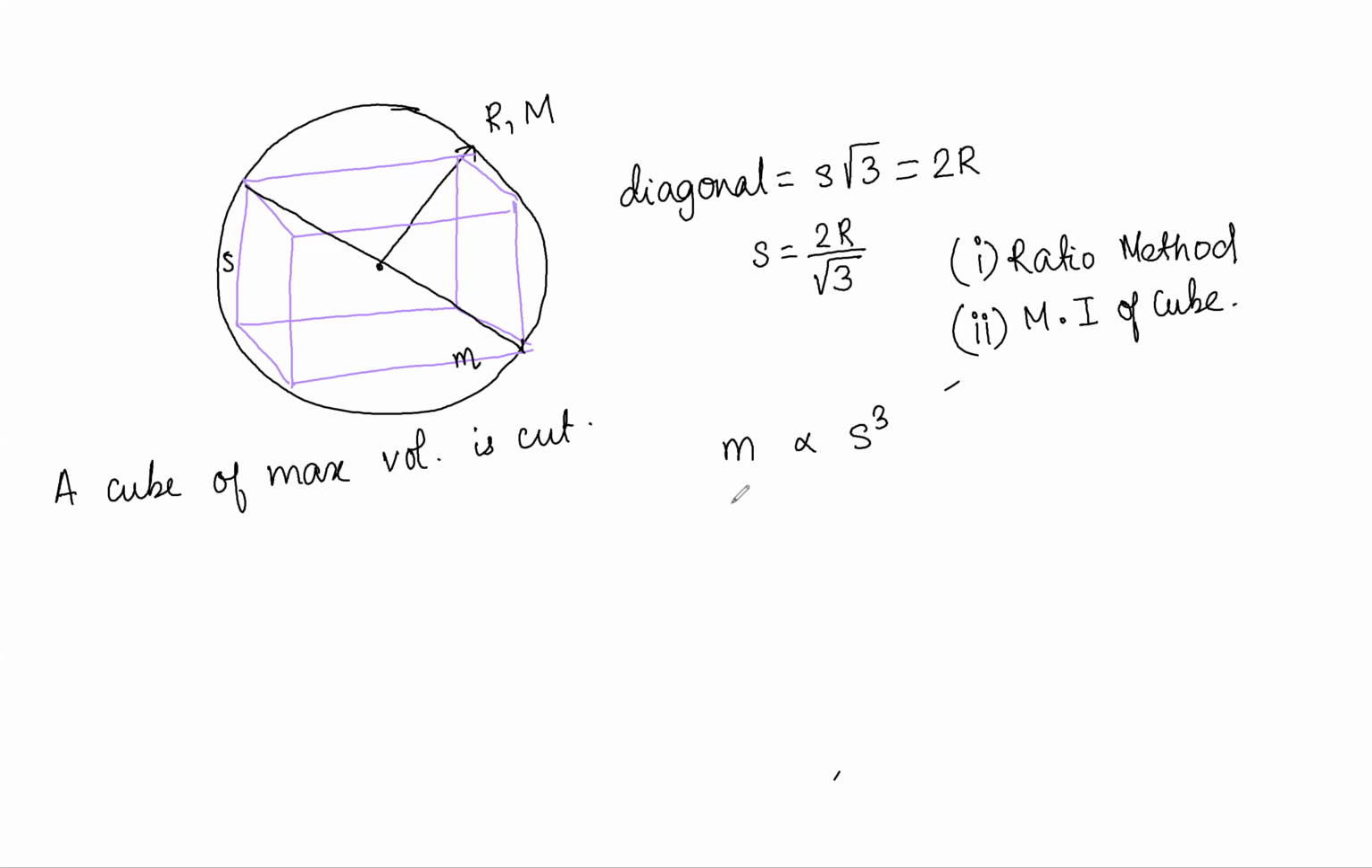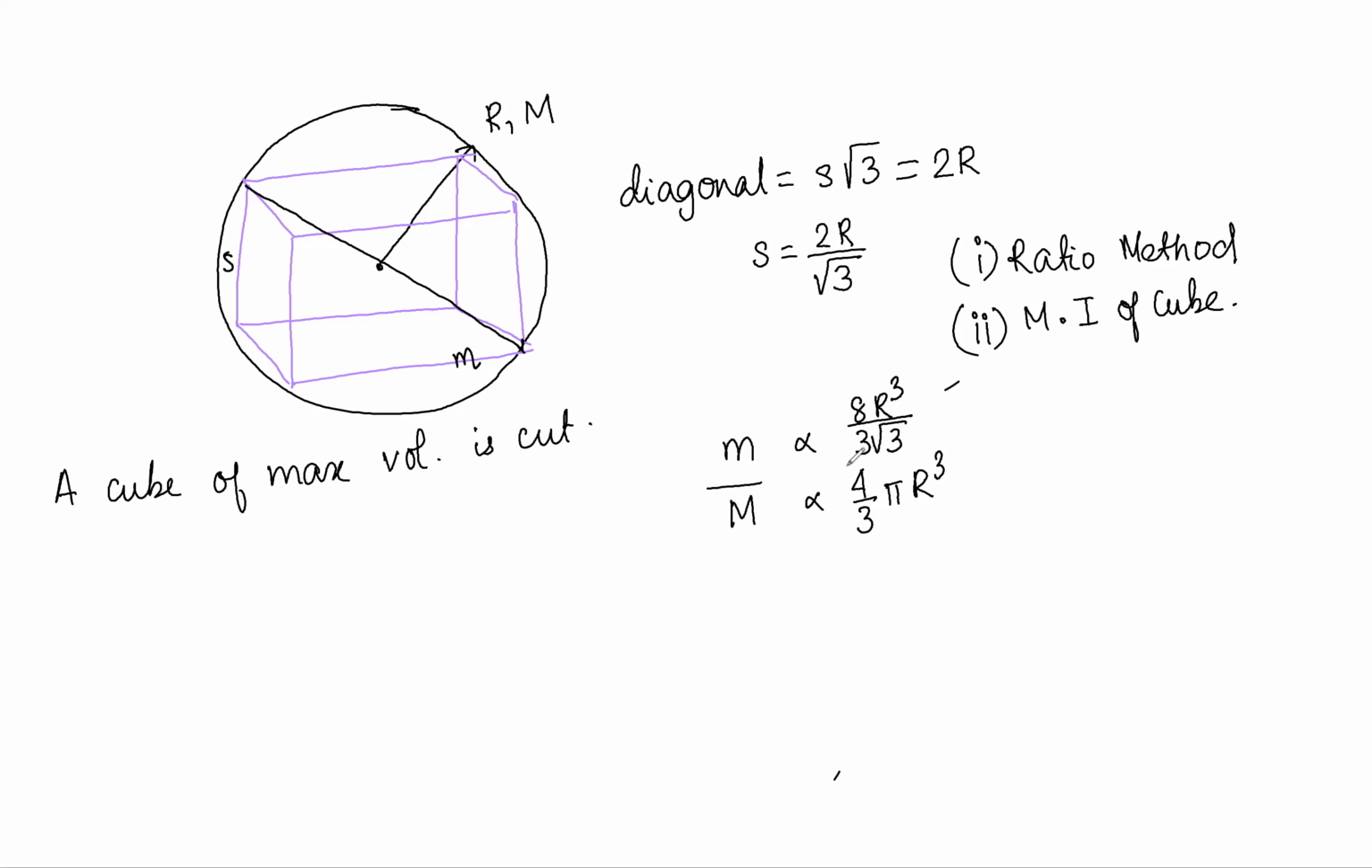What is the mass of the sphere? The mass of the sphere is proportional to 4 by 3 pi r cube. Now you replace s cube with the actual value. So what is the actual value? 2 into 2, 4 into 2, 8 r cube divided by 3 root 3.